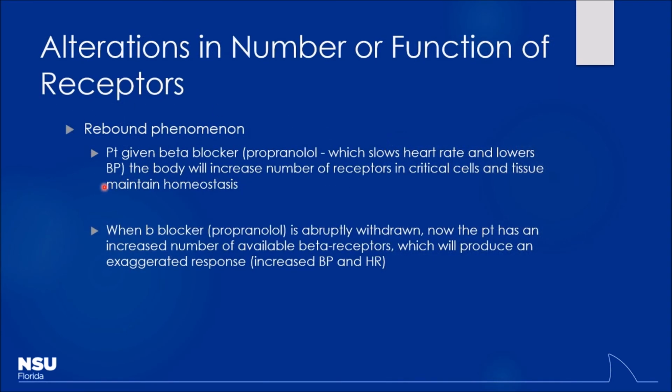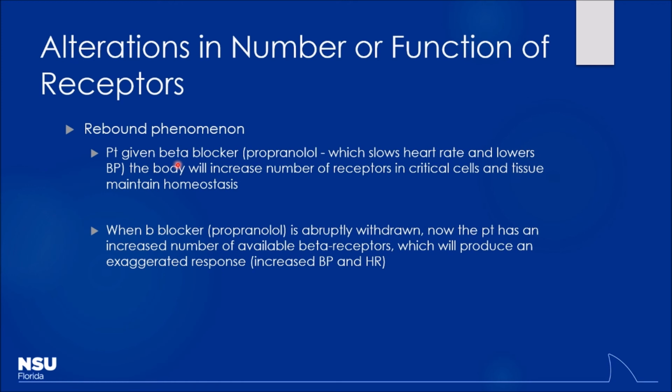There's a phenomenon called rebound phenomenon. It's a kind of withdrawal effect you can sometimes see due to changes in the number of receptors. So imagine I'm giving the drug propranolol. We said it's a beta blocker, so it's blocking your beta receptors, say for instance on the heart.